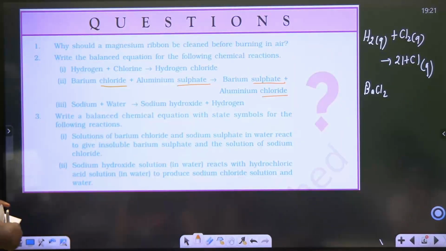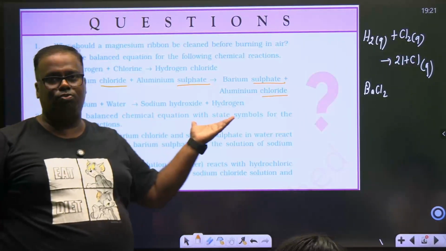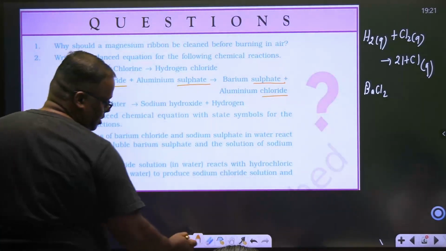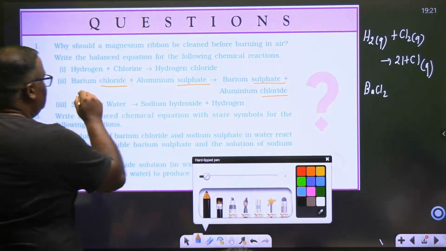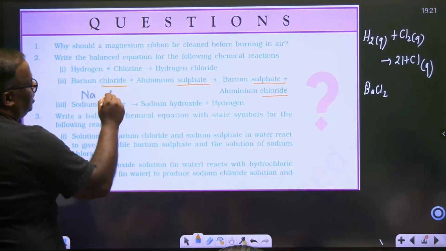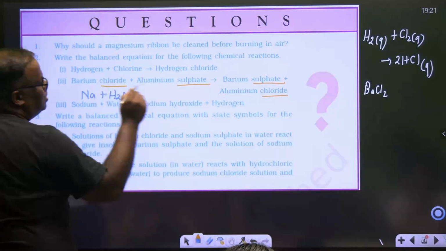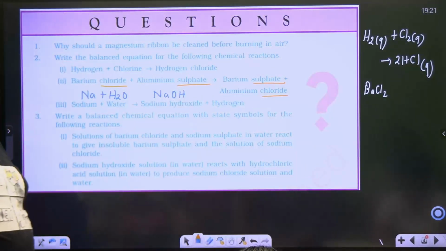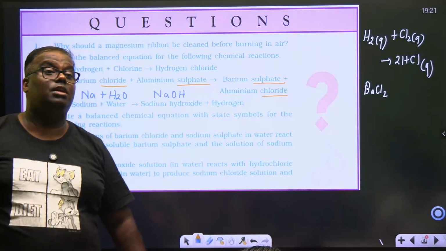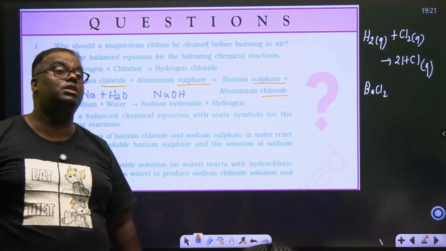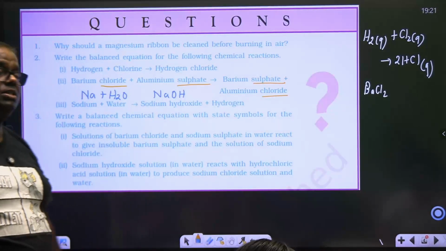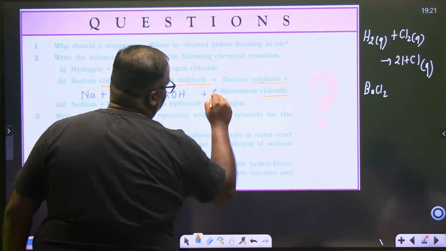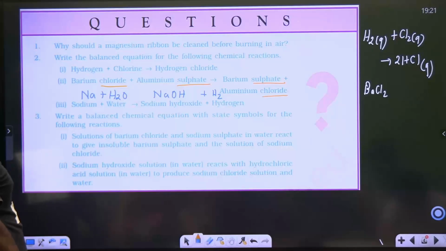Okay, try this one. Sodium reacts with water to form sodium hydroxide and hydrogen. Sodium is Na. Na reacts with H2O and forms sodium hydroxide. What is sodium hydroxide also known as? King of base. It is the strongest base. Write it down, this is useful. King of base, and it produces hydrogen. What about the balancing?